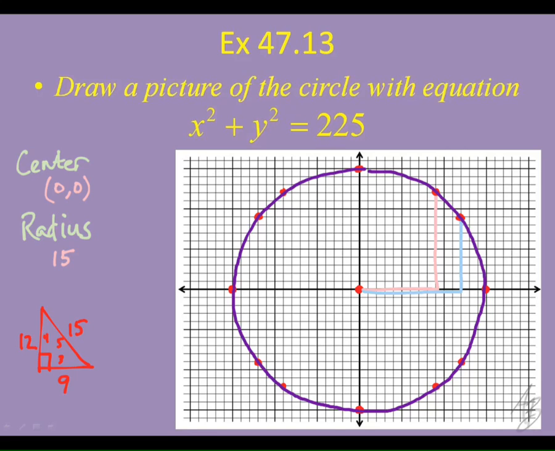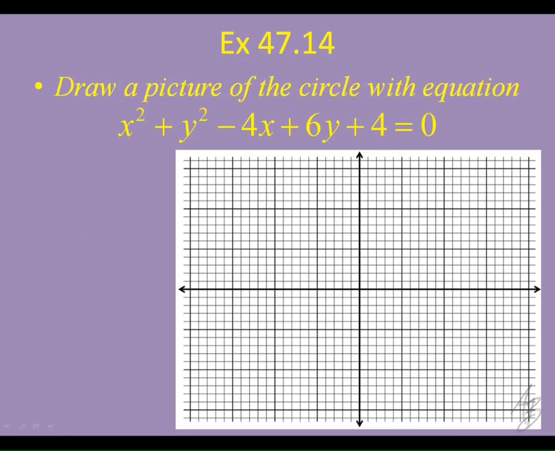Next one. This actually is our last example, but it's a multi-part example. It's a multi-part example because what's the problem? What's the difference between this one and the last two examples? More letters in it and numbers? Yeah, this equation here is not in the standard form equation for a circle.